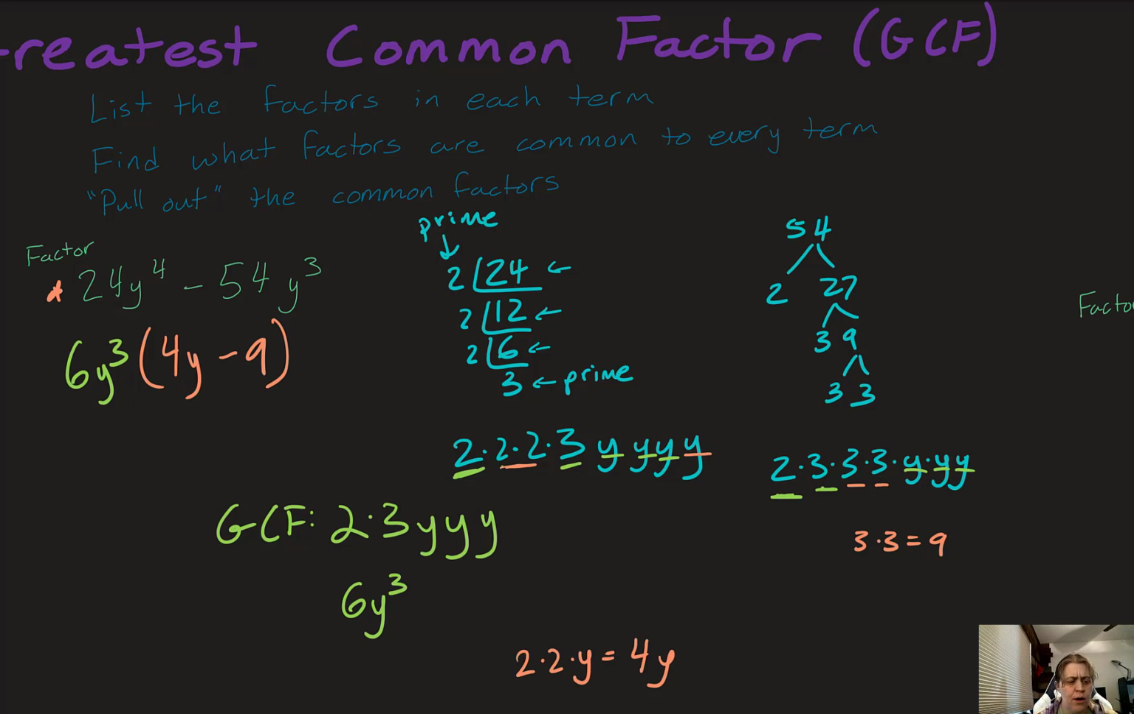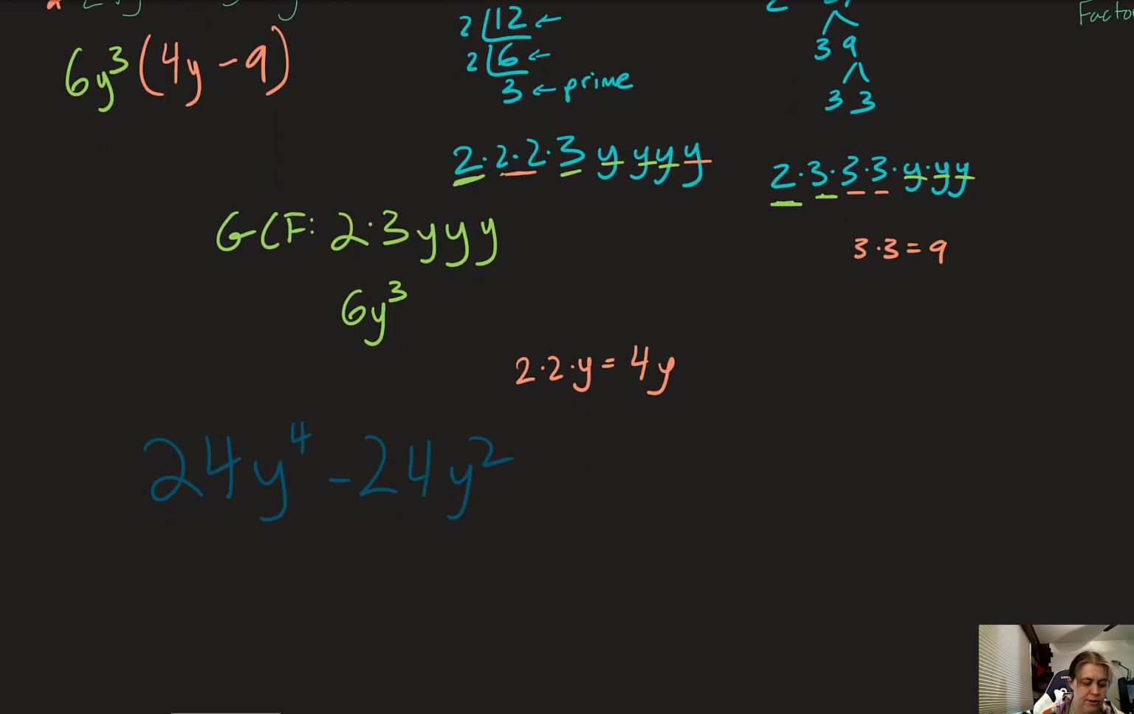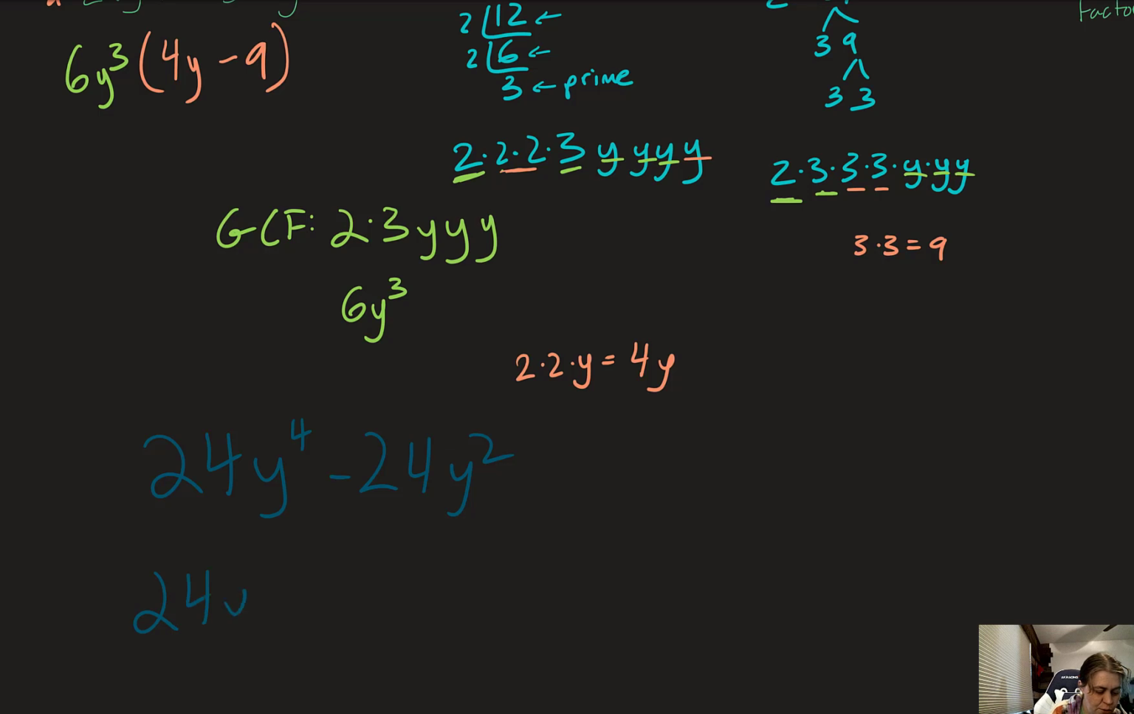One thing that happens later on is people are like, but Miss Norton, let's say I had 24y to the fourth minus 24y squared. My GCF here is going to be 24y squared.